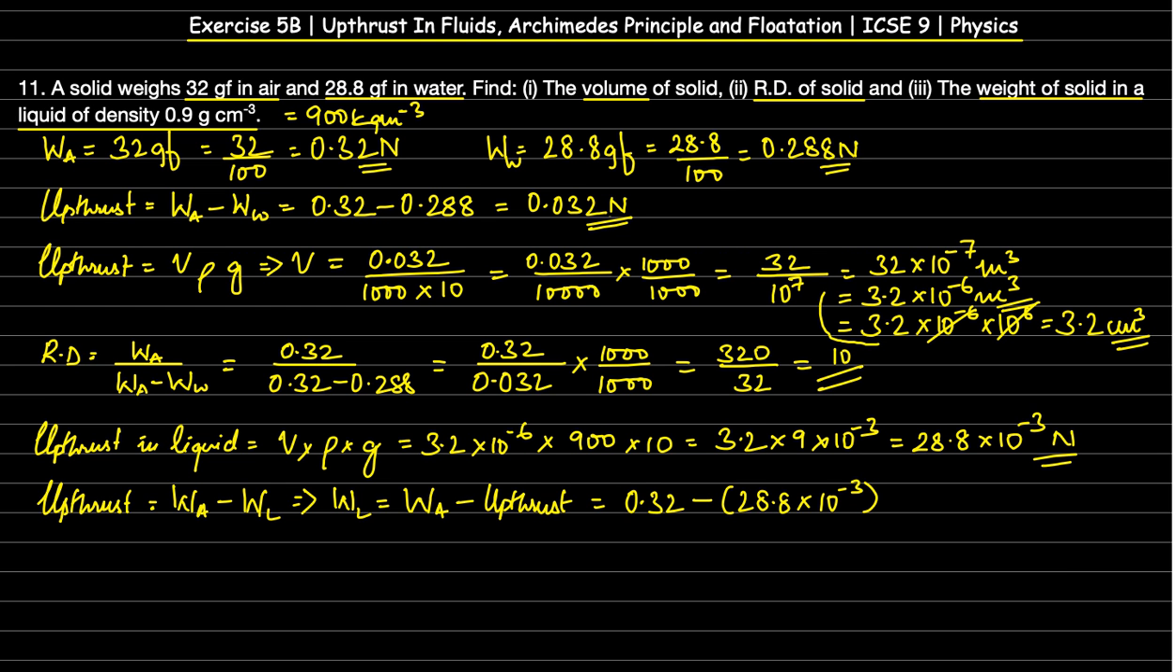Now 28.8 into 10 to the power of minus 3 can be written as 0.32 minus 0.0288. So when we subtract this, we get 0.2912, and we get it in newtons. So this is the weight in liquid. So the weight in liquid, we just found it as 0.2912 newtons.